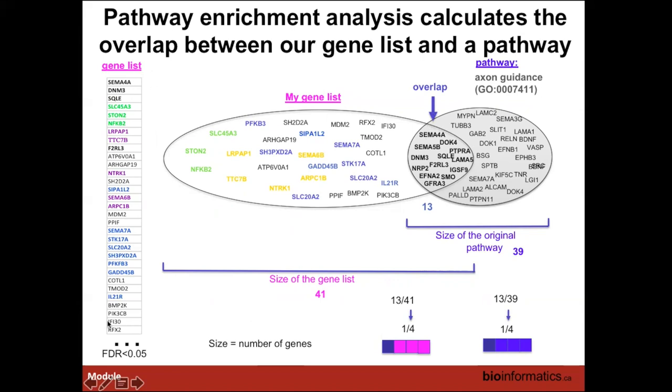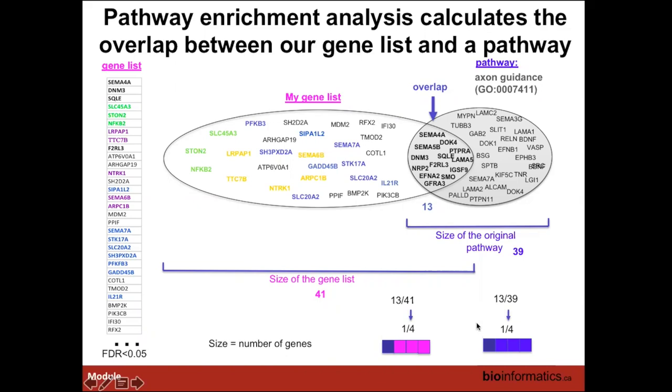Here on the left, we have our gene list, and our gene list contains 41 genes. Then we have the pathway that we are testing, which is called Axon Guidance and is coming from the Gene Ontology database. This pathway contains 39 genes. What we see here is that we have 13 genes that are overlapping between my gene list and my pathway. So this 13 is my overlap size. So this is my enrichment score. And what we can estimate is that 13 out of 41 represents about one quarter of my gene list and about one quarter of the tested pathway.